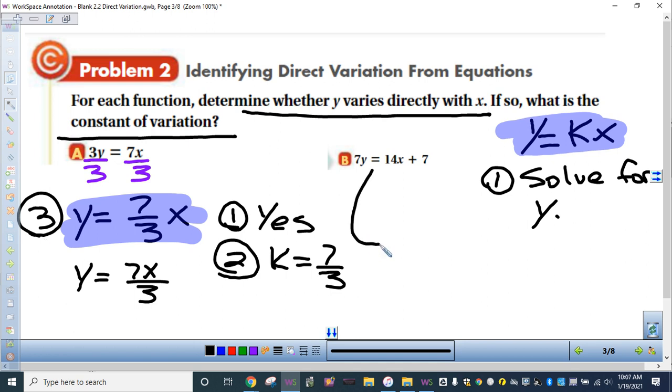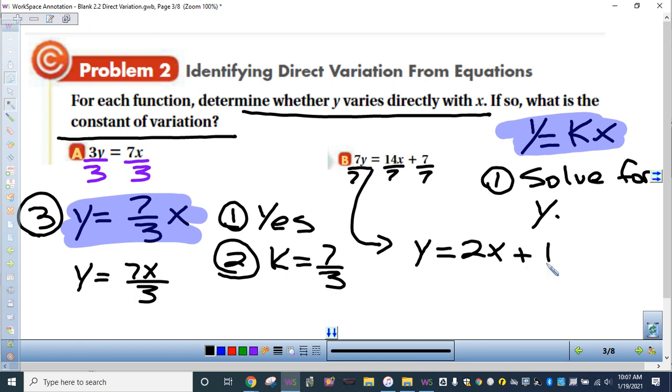Okay, we're going to take this one next. So again, all I have to do on that problem is divide each and every part by 7 to get the y by itself, right? So you can always think, what do I divide by? Divide by whatever's in front of the variable. So when I divide that 7 out, I get y equals 14 divided by 7 is 2x, 7 divided by 7 is plus 1.